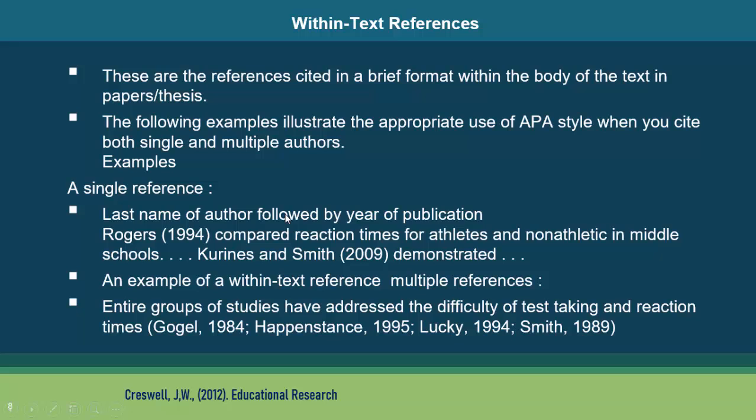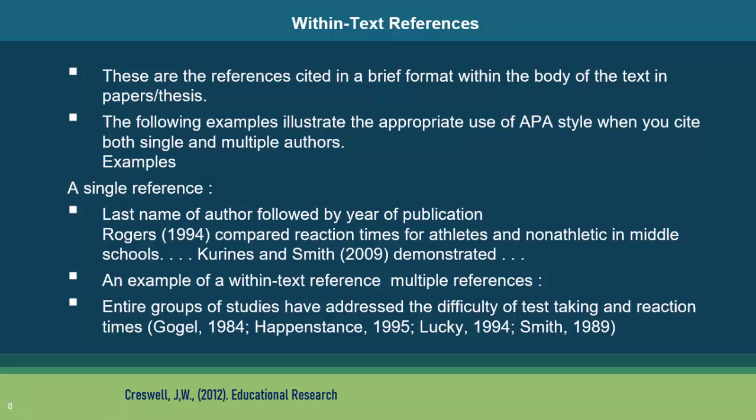If you start the sentence with the author name, in the case of a single author, we write it like: Rogers 1994 compared reaction times for athletes and non-athletes in middle schools. You will write the reference in this format if you start the sentence with the author, and if the author is single, you write the author's last name and then the year of publication in brackets.